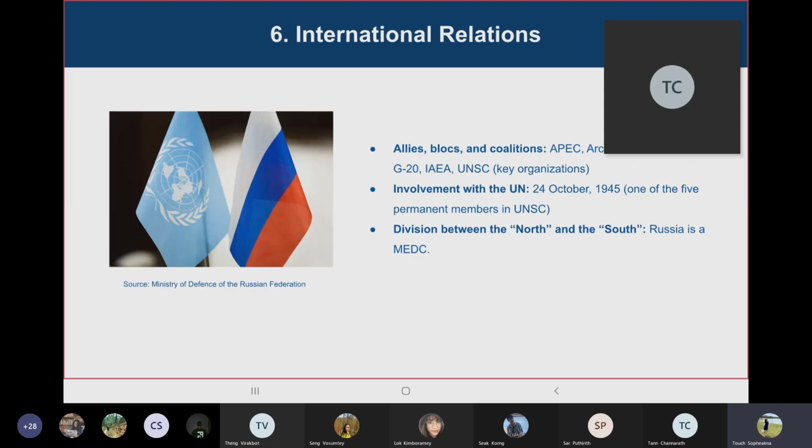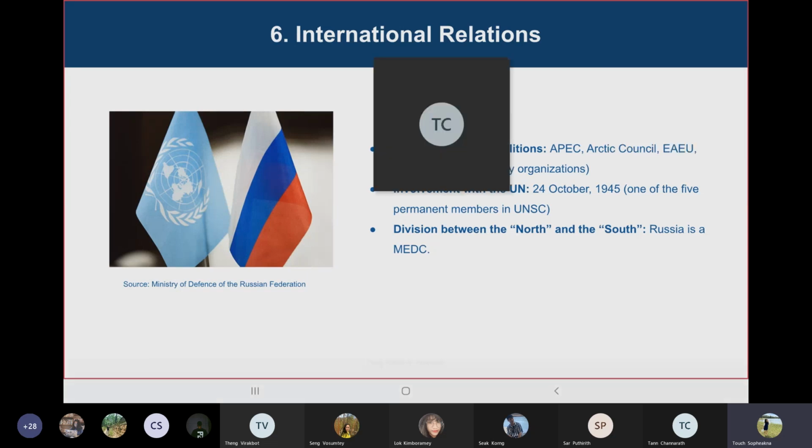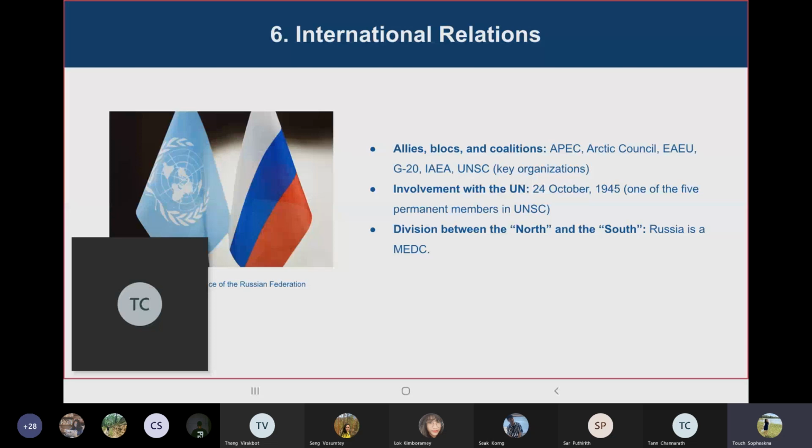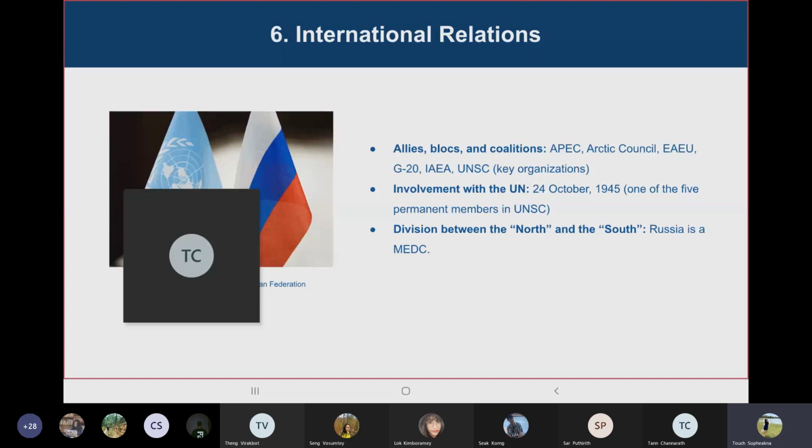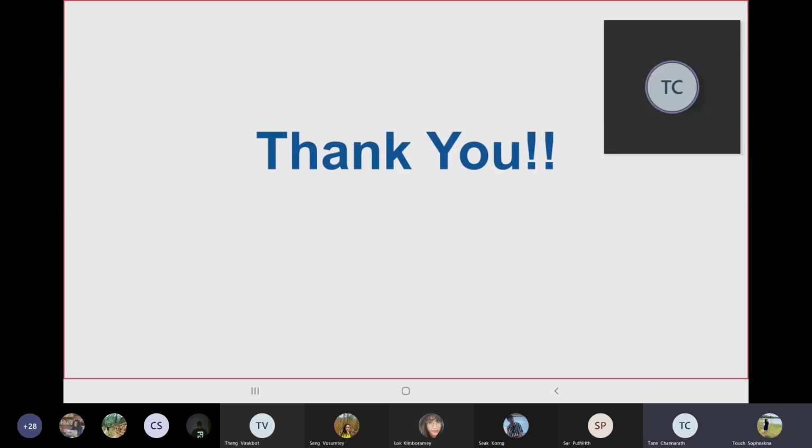So we come to the last point, which is about international relations. The blocs that Russia has formed are for key organizations only, such as APEC, Arctic Council, EAEU, G20, IAEA, UNSC. And regarding involvement with the UN, Russia has been a member of the United Nations since 24 October 1945. And on the division between the North and the South, Russia is considered to be a MEDC. This is all from Russia.